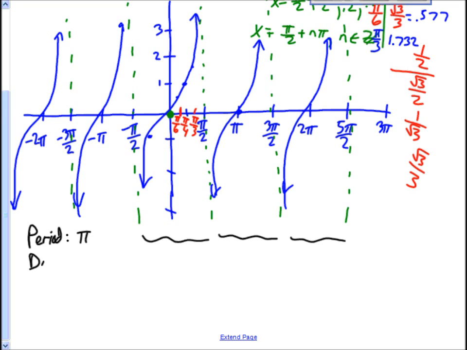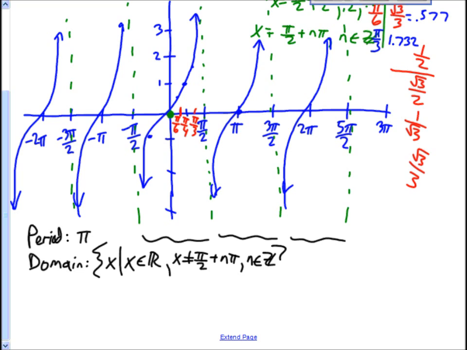Your domain, x, such that... well, x can be anything except those vertical asymptotes, right? So I'm going to state that generally. x cannot be pi halves plus n pi, where n is an integer. Okay, and that says it's everything except for my vertical asymptotes. Okay, that's a little technical.